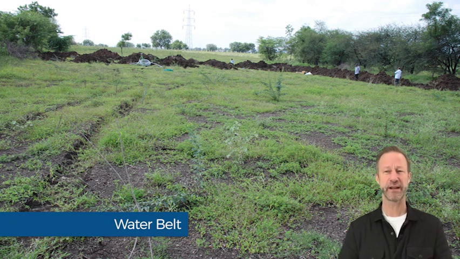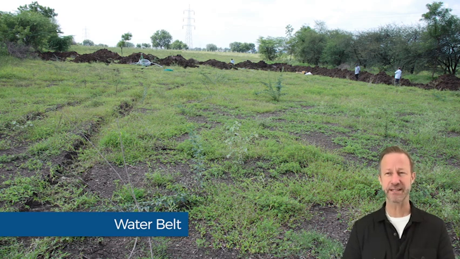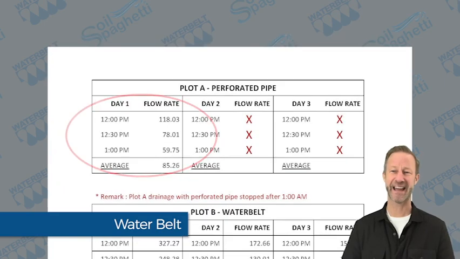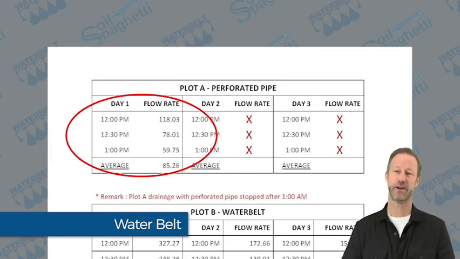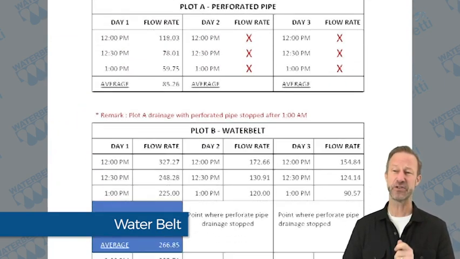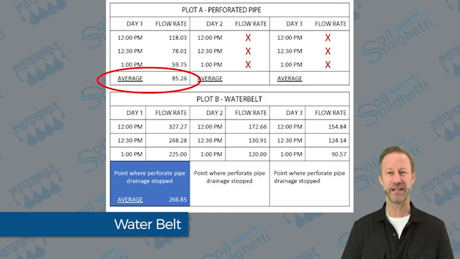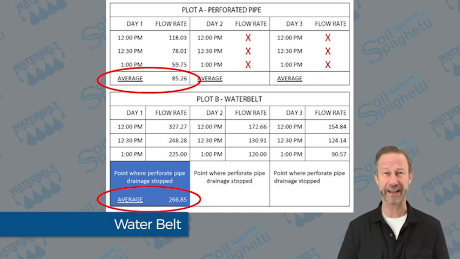It involved a 2-acre site with half the area installed with perforated pipe and the other half installed with Waterbelt. After installation, the area was watered intensely. The results are astonishing. The pipe solution stopped working at the end of the first day, while Waterbelt continued to work for 2 more days until there was no water left to collect. Additionally, Waterbelt collected an average of 3 times more water during an equal period of time.